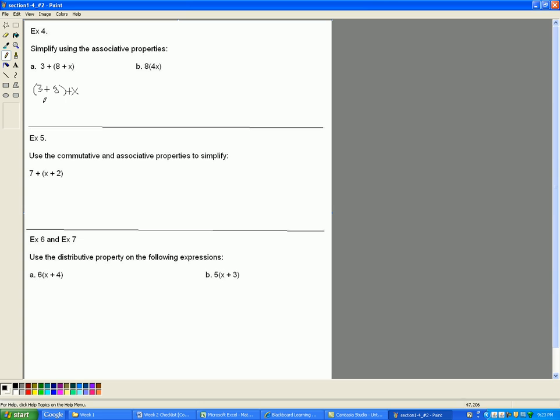So if we go to combine 3 and 8, 3 plus 8 is 11, and we get 11 plus x. And that's all there is to the addition. And of course subtraction is the exact same thing as addition.